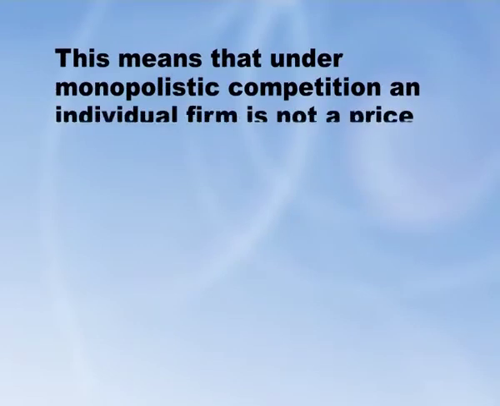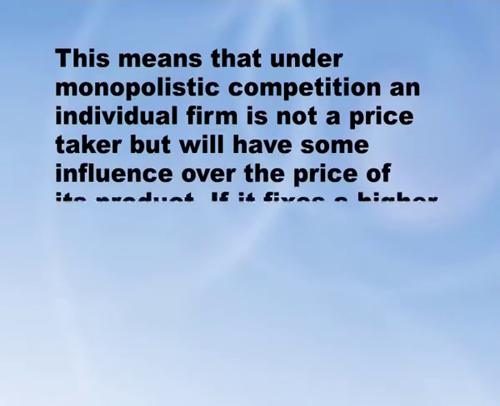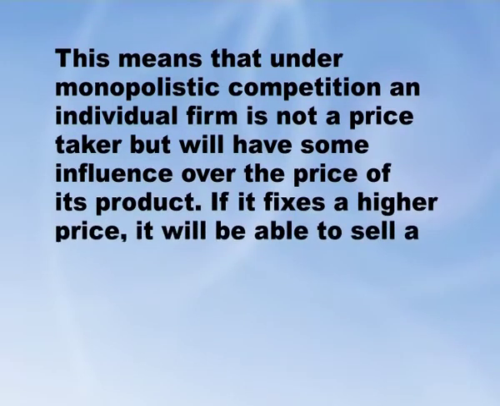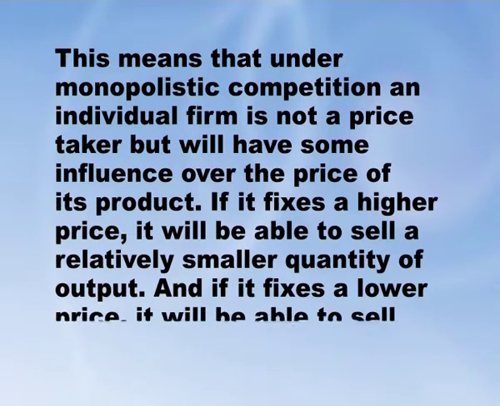This implies that the demand curve facing a firm working under monopolistic competition slopes downward and the marginal revenue curve lies below it. This means that under monopolistic competition, an individual firm is not a price taker but will have some influence over the price of its product. If it fixes a higher price, it will be able to sell a relatively smaller quantity of output. And if it fixes a lower price, it will be able to sell more.